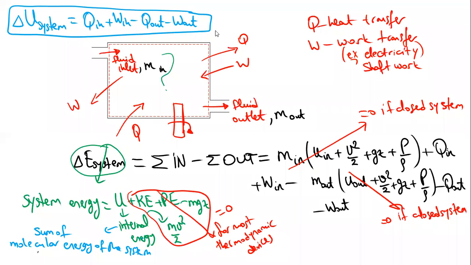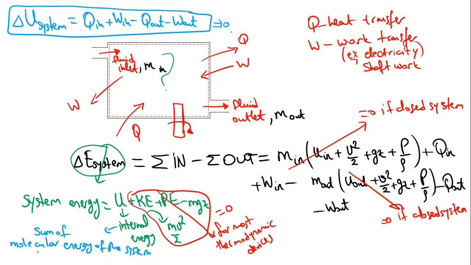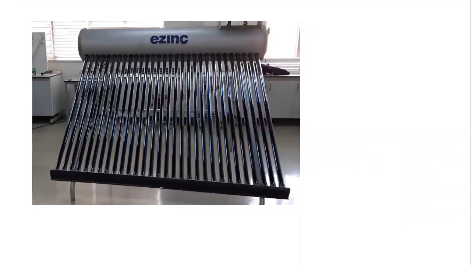This is for open systems. Let me add this one. This one is for open systems. But for the general equation, this is the general one. When I mean general, you have the kinetic energy of the system, potential energy of the system, internal energy of the system, equal to mass transfers and heat transfers and work transfers. Now I will apply this general equation to some thermodynamic systems, and then I will do some real-world examples. The first system will be this one.